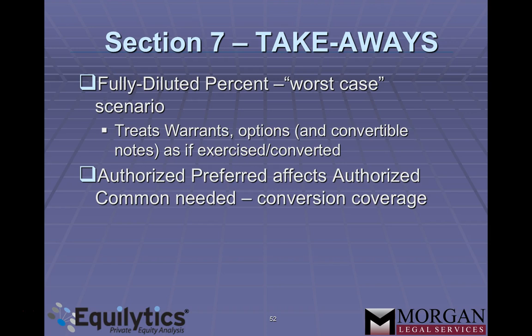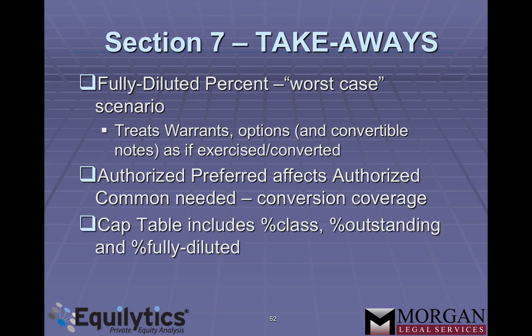Authorized preferred will affect the amount of authorized common needed because we need enough common to cover potential conversions of preferred. So whenever we add authorized preferred or increase authorized preferred, we have to take a look again at our common and determine if we have enough authorized common to cover that preferred.